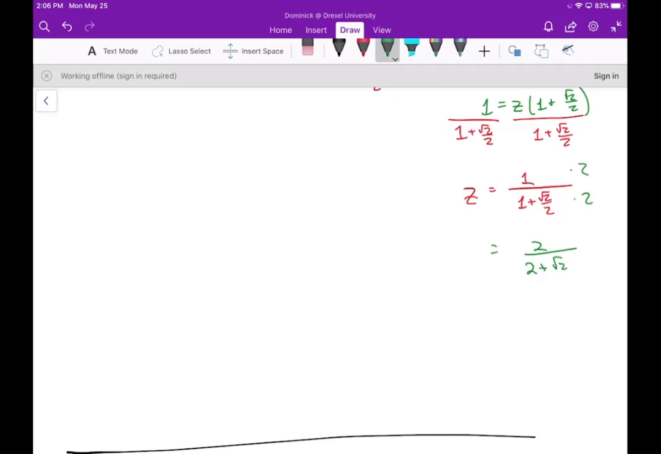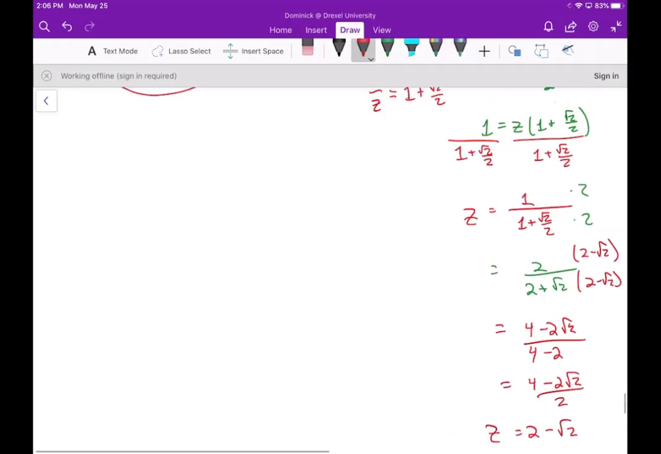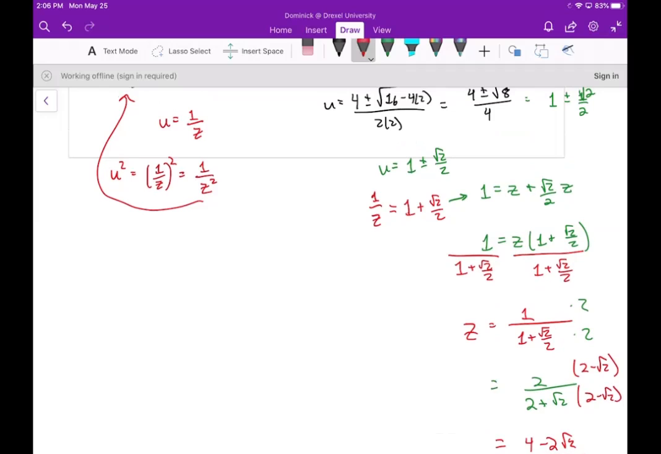So we don't have any more compound fractions, but now we just need to multiply by the conjugate, so we don't have any roots in the denominator. So then we're going to get a 4 minus 2 square root of 2 over 4 minus 2. So we get 4 minus 2 square root of 2 over 2. So finally, we get that z is equal to 2 minus square root of 2. I think I lost my plus or minus. Yeah. So this should be plus or minus each time.